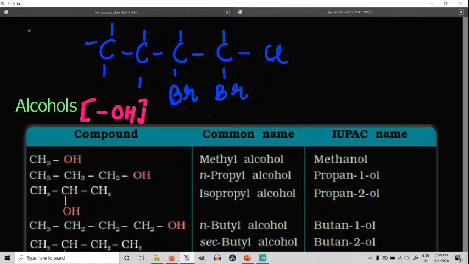Okay. So in this case, you can see 1, 2, 3, 4. There are 4 carbon atoms, right? Now both are halogens. Chlorine is also a halogen. Bromine is also a halogen. I told you their names should be taken as a prefix. So how can we do that?